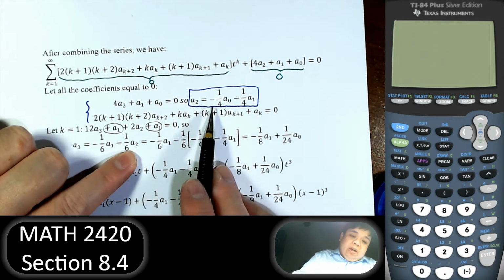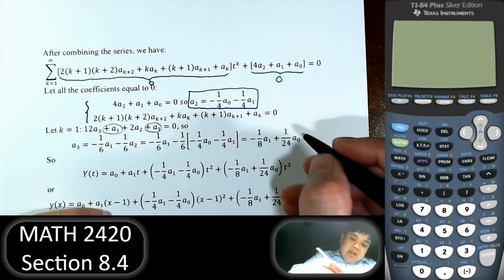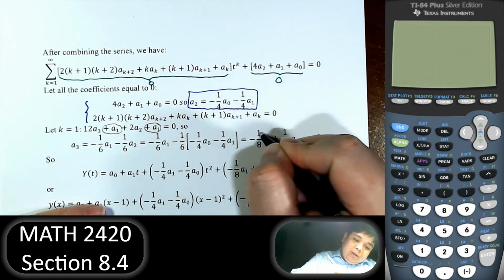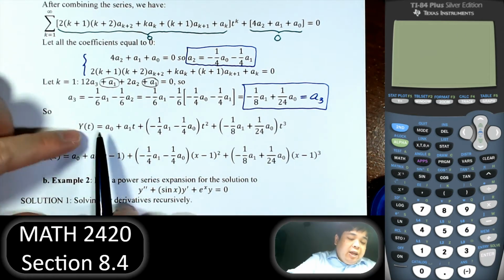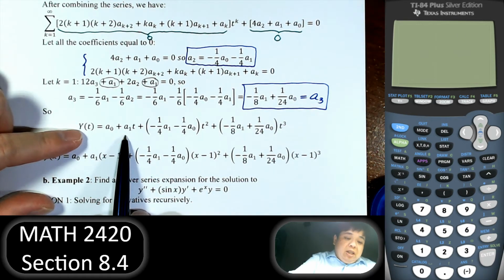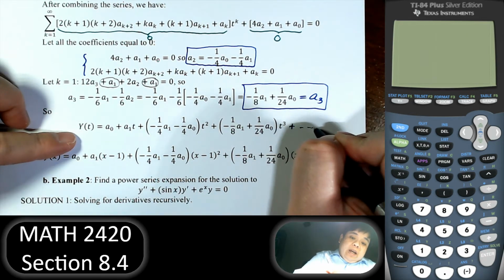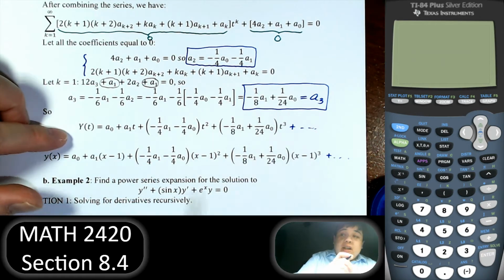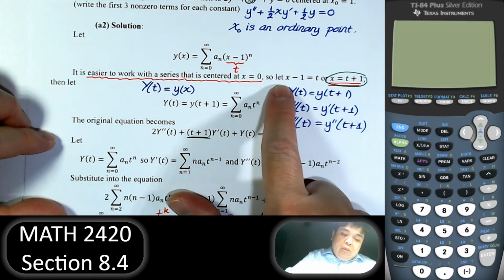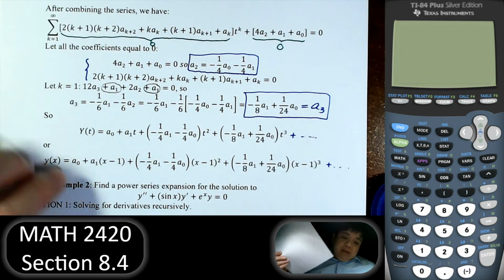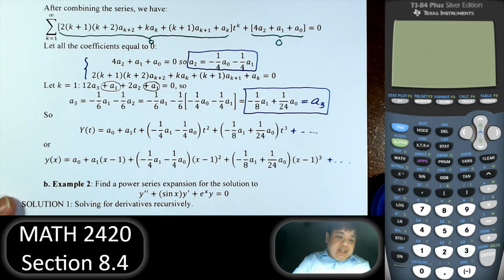Now a2, we substitute this in for a2 and combine. Bottom line is this is a3. And then we write the power series: a0 plus a1 times t plus a2 times t squared plus a3 times t cubed, and so on. And finally, t is equal to x minus 1. So we substitute t equal to x minus 1, and we have the series representation centered at 1.